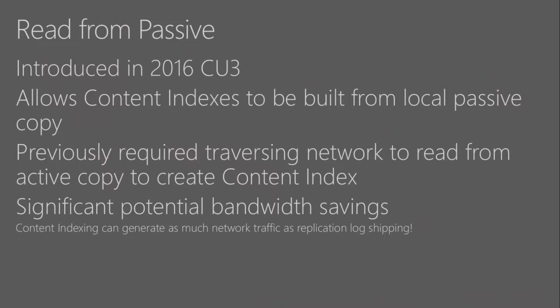That content index had to always reach across the network and talk to the active copy so that it can generate the content index itself locally. What that meant was the content index traffic actually was about equal to uncompressed replication traffic. Right? So it used a lot of network bandwidth.